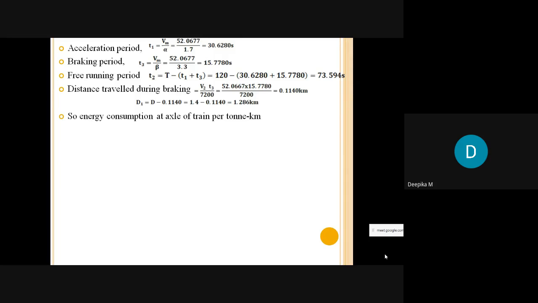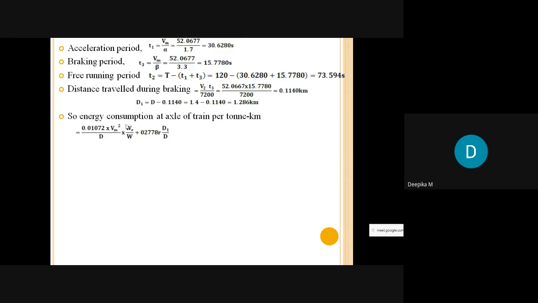Hence, the total energy consumption at the axle of the train per ton kilometer. How do we calculate it? We have a formula, that is 0.01072 into Vm square divided by D into We by W plus 0.2778 R D1 by D.